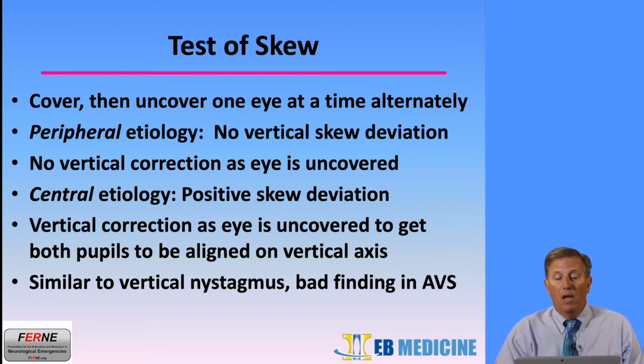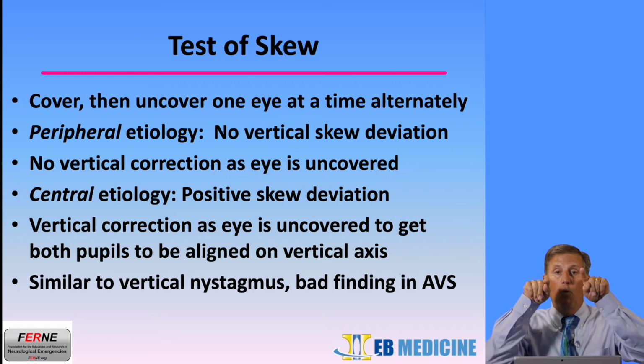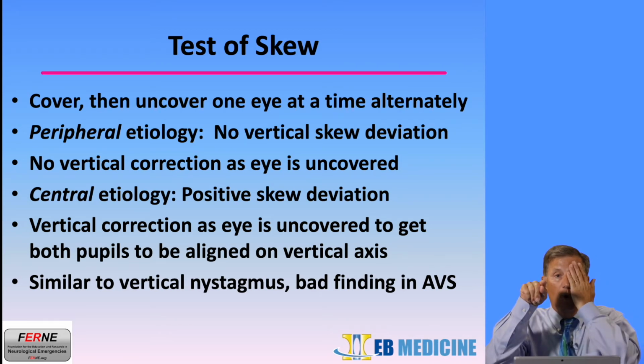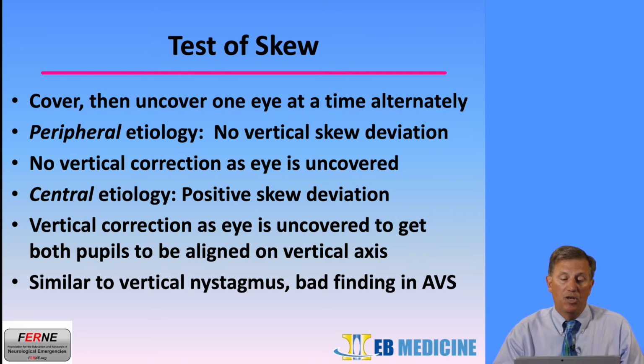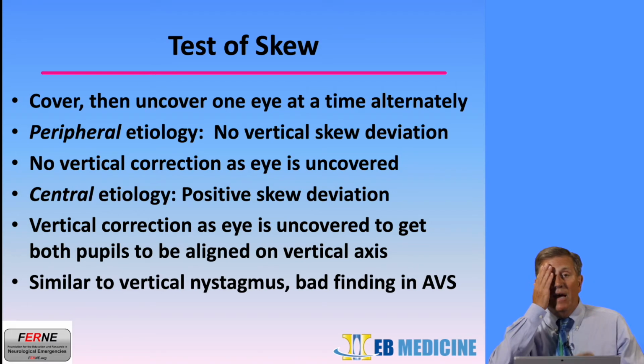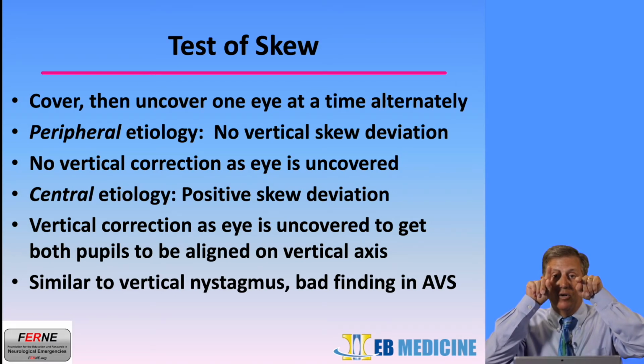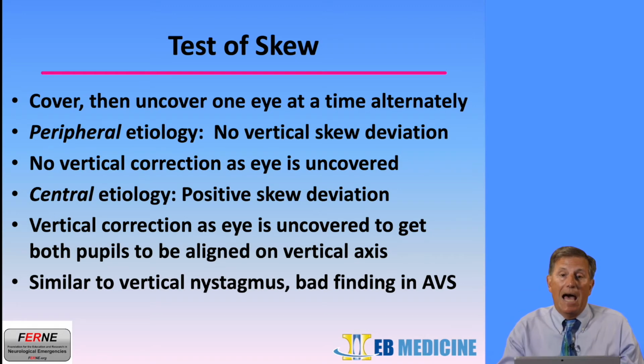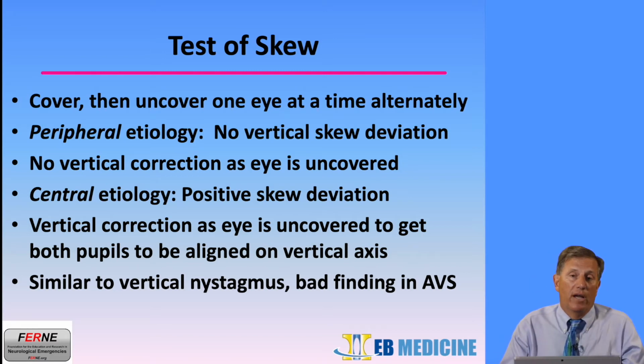Now, what is the test of skew? You cover one eye, then uncover the other alternately. Now, when you do this, if there's a peripheral etiology to the dizziness, there's no vertical skew deviation. The pupil won't be skewed one way or the other on a vertical axis. So when there's no vertical correction with one eye then the other being exposed, this suggests a peripheral etiology. If, however, when you uncover one eye and then the other, the pupils appear to be offset in a vertical axis and they need to correct, this would suggest a central etiology. So vertical correction as the eye is uncovered to get both pupils to be aligned on the vertical axis would suggest a central etiology. This is similar to having vertical nystagmus where your eye is going up and down abnormally, which is a bad finding in acute vestibular syndrome.